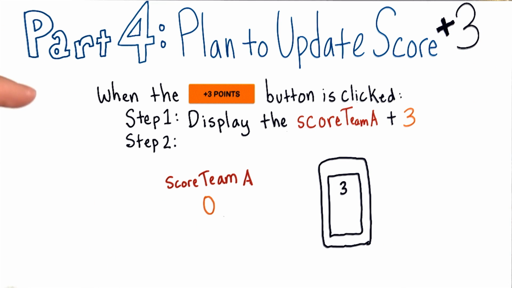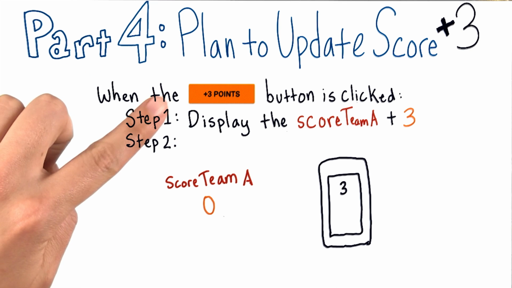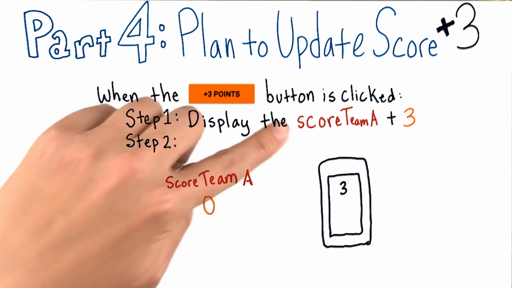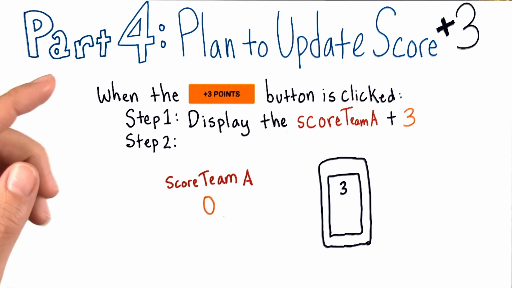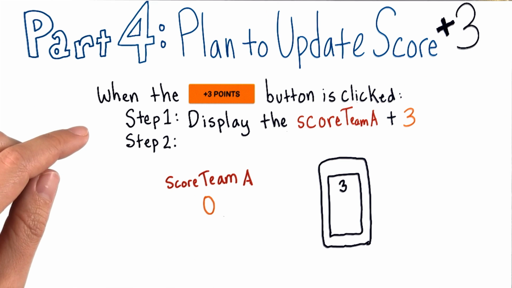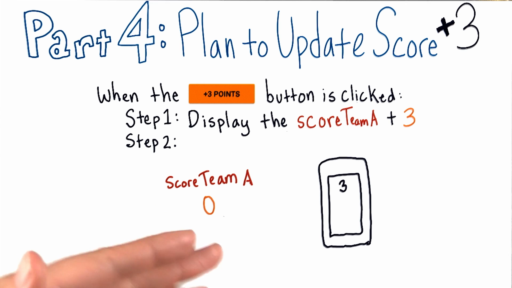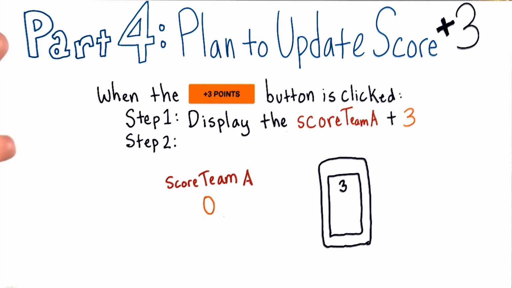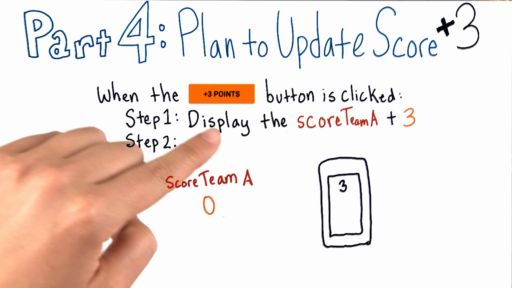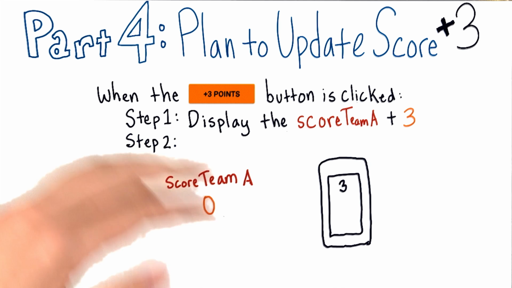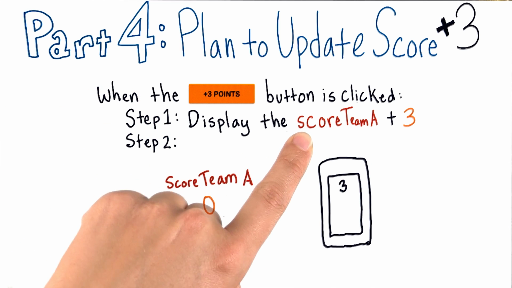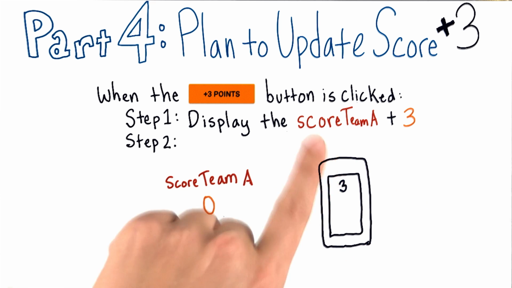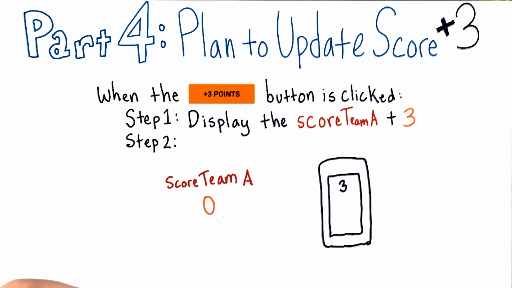Okay, that's looking pretty good. I press it again, and it's going to display the score for team A, which is still 0, and then add 3, which is 3. So this has the same problem as the last one. It's just going to keep displaying 3. And this is because when I say display score team A +3, it's not actually changing the value that's inside of score team A. It's just using that value to do some calculation. Now, there is a way I could actually get this to work.